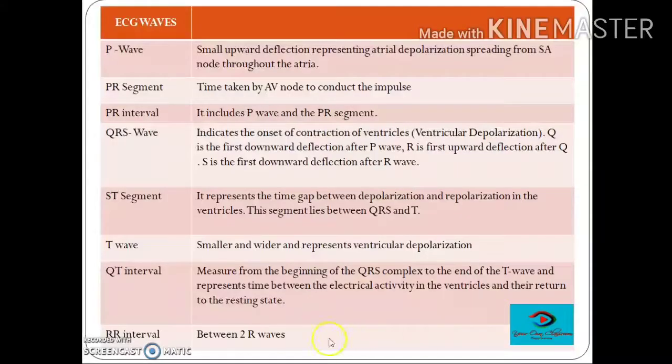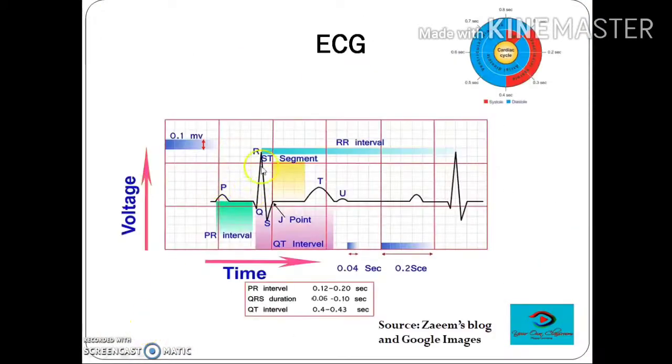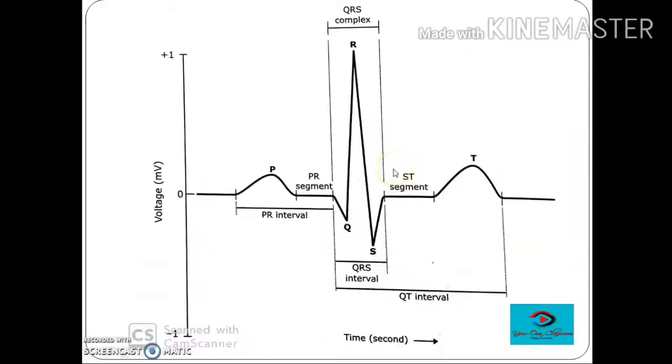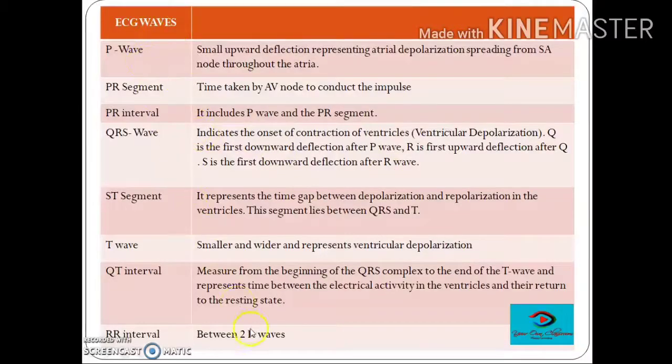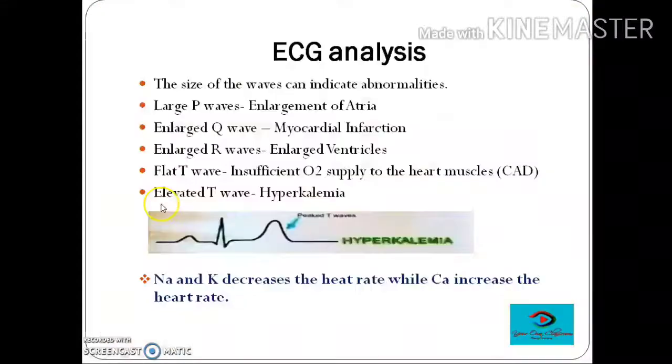Then there is the last one, the RR interval. Basically, you can find the RR interval in this diagram. Here, this is the R wave of the QRS complex. So from this R to another R wave, this is the RR interval. We have already seen what these waves, intervals and segments indicate. Now it's time to analyze.